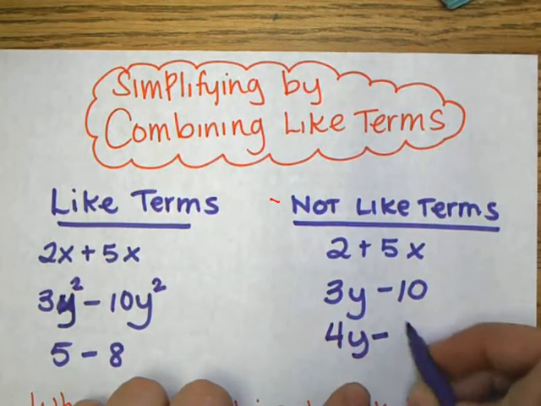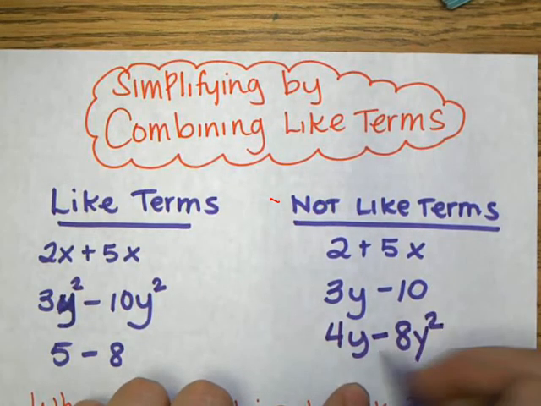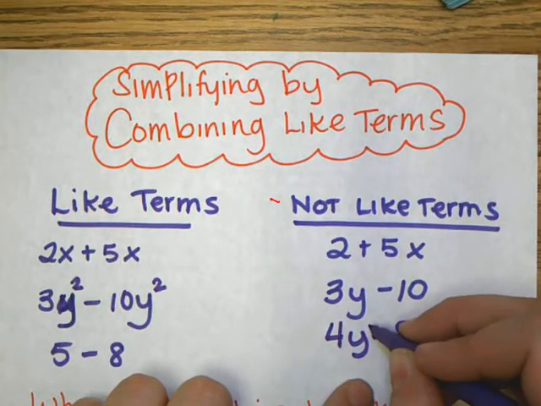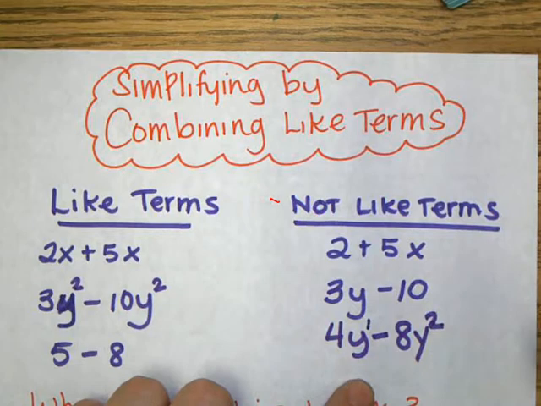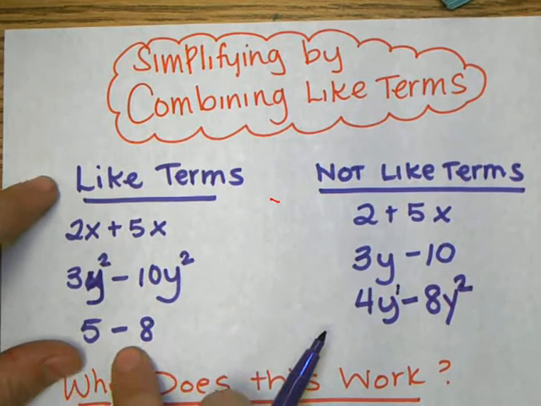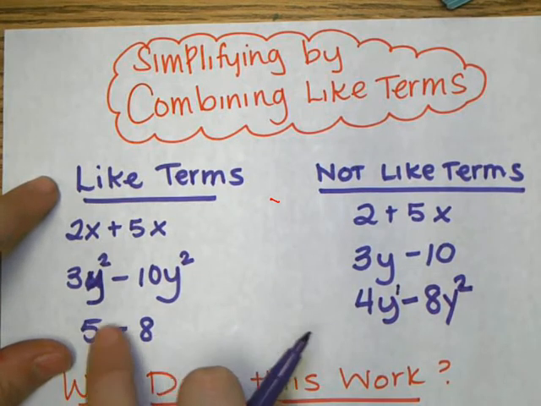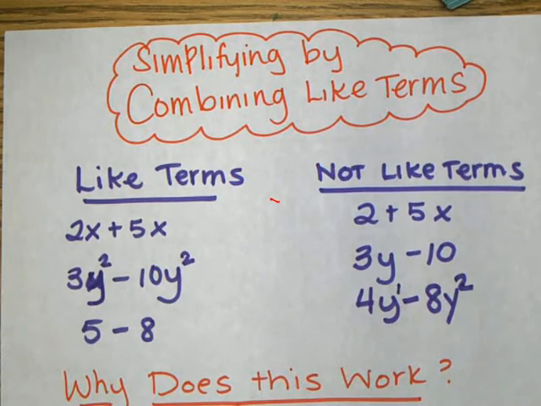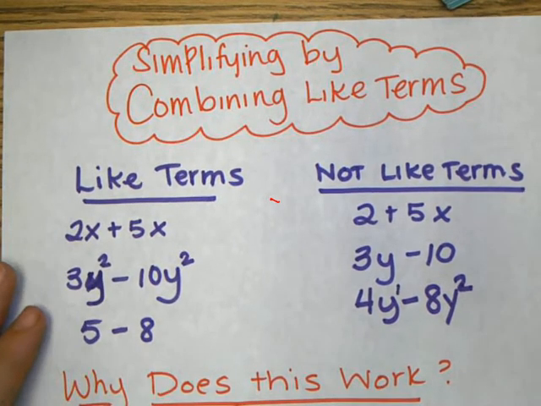4y and negative 8y squared, those are not like terms. This has a square, or an exponent of 2. This one has an exponent of 1. So these are not like terms, and these are like terms. We can combine 5 minus 8, that's negative 3. So anything that we can combine together is a like term.